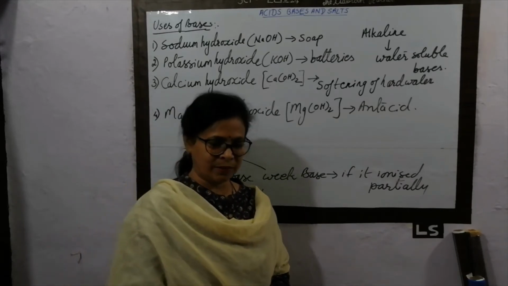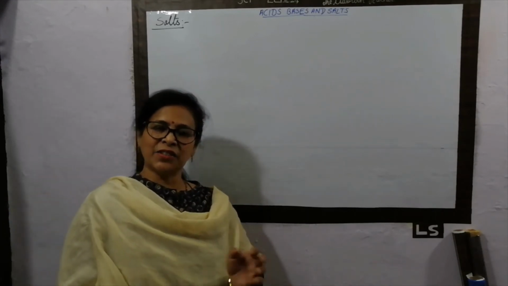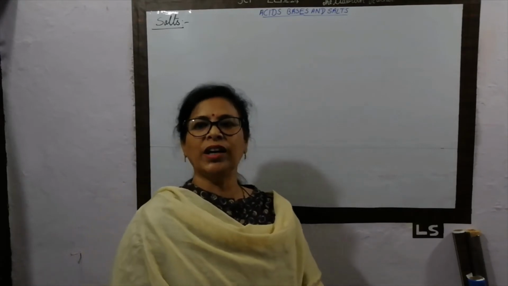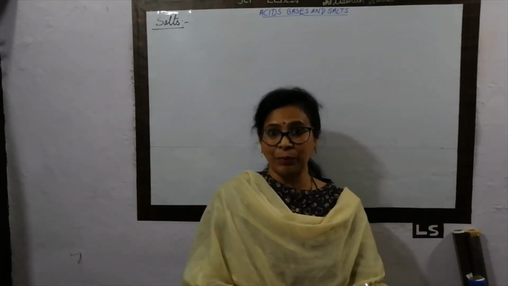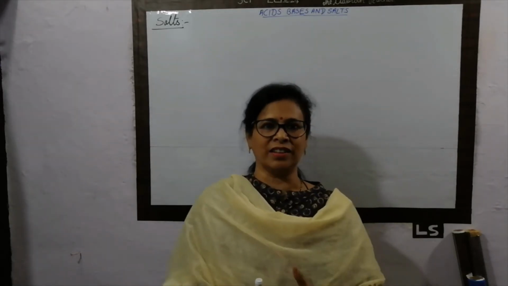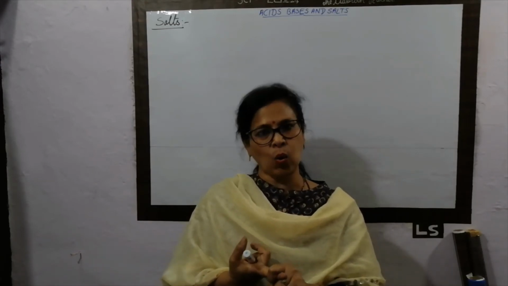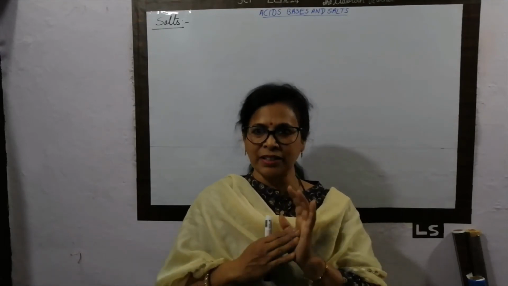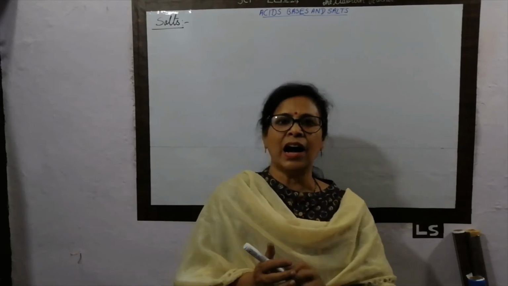Now salts. As you very much know, when acid reacts with the base, then salt is formed. So what is salt? Salt is actually an ionic compound which contains a positive ion and a negative ion. Ionic compound means it is composed of one positive and one negative ion. But the condition is that the positive ion is not the H+ ion and the negative ion is not the OH- ion. Positive means cation, negative means anion. But it does not contain H+ and OH- ions. But it is an ionic compound.